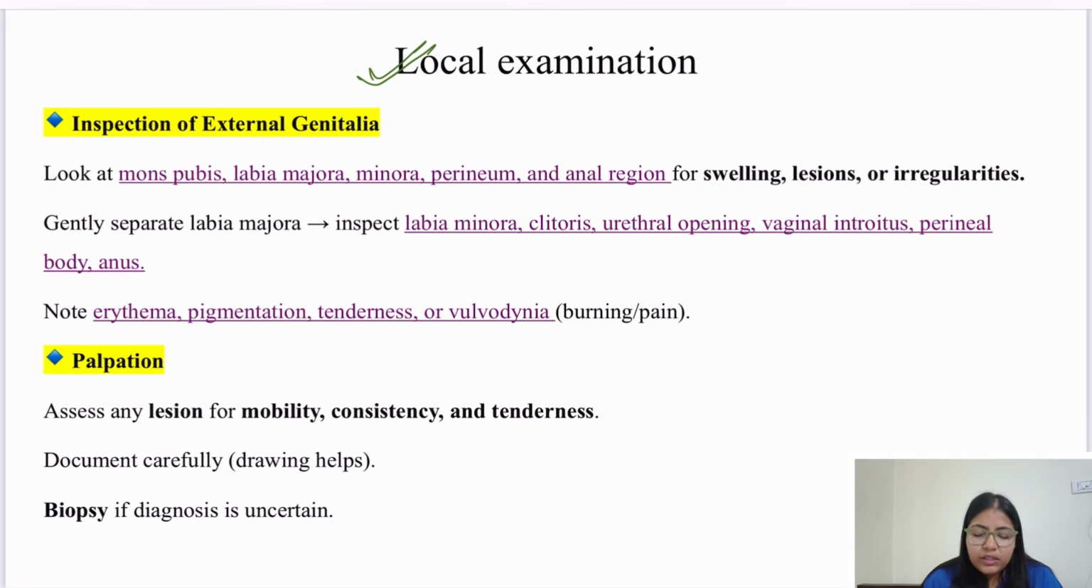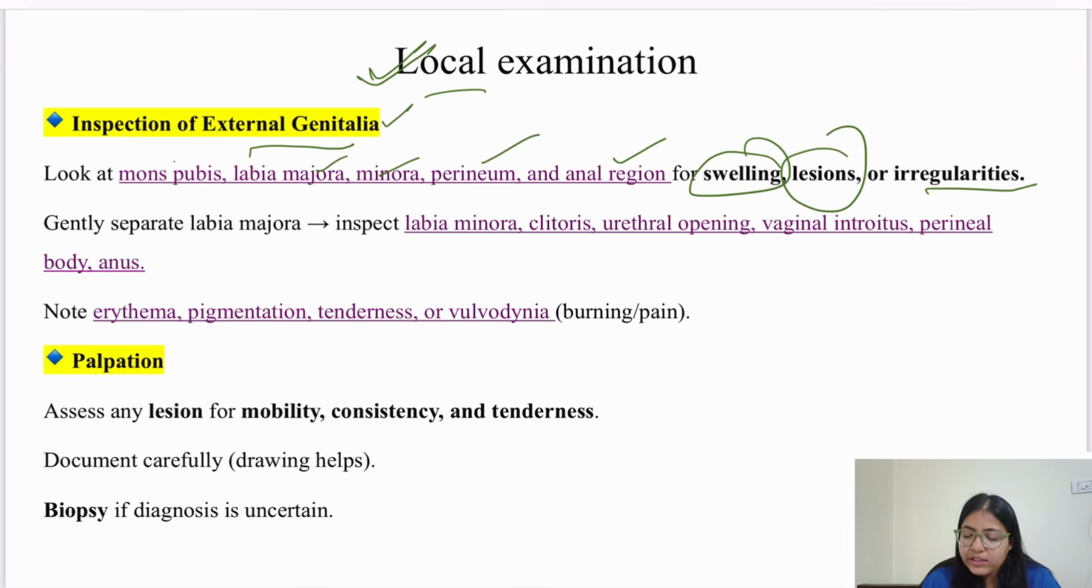In local examination you do inspection of external genitalia. So what does external genitalia consist of? You look at the mons pubis, labia majora, minora, you look at the perineum and the anal region, and you look if there is any swelling or any lesion or any irregularities in the region. If not, then you can just say that external genitalia appears normal.